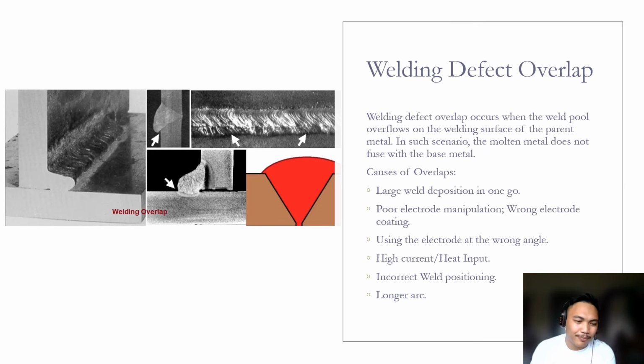Welding defect overlap. Welding defect overlap occurs when the weld pool overflows on the welding surface of the parent metal. In such a scenario, the molten metal does not fuse with the base metal. Causes of overlap are large weld deposition in one go, poor electrode manipulation, wrong electrode coating, using the electrode at the wrong angle, high current or heat input, incorrect weld positioning, and long arc.